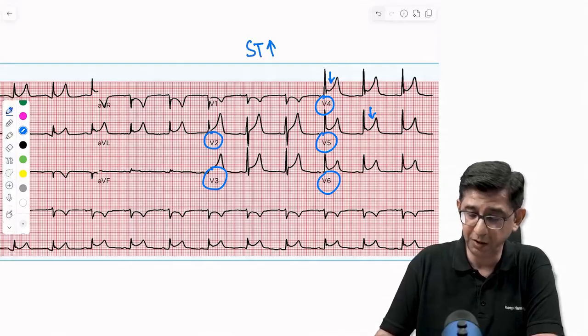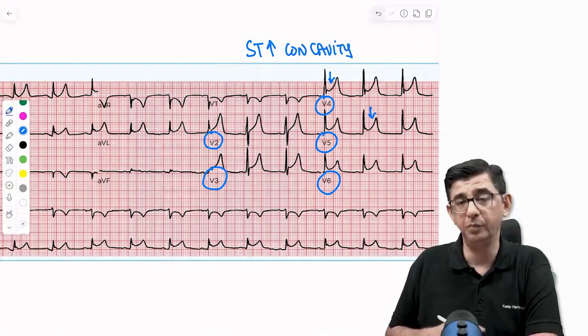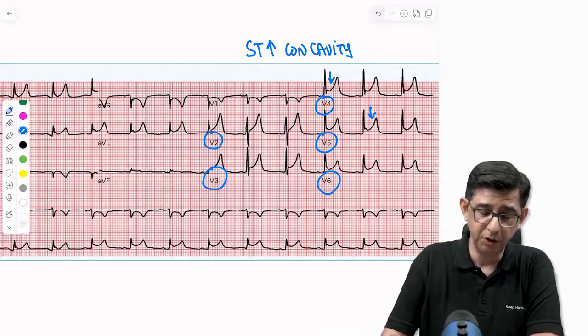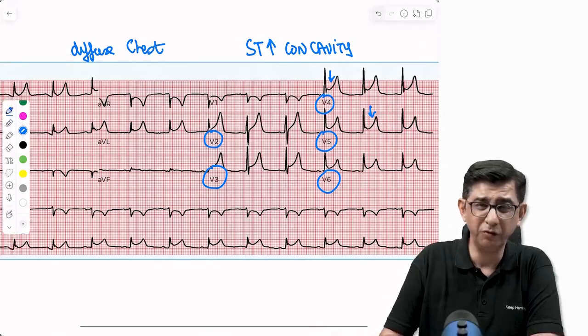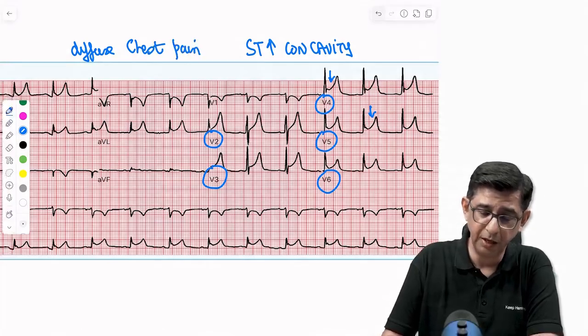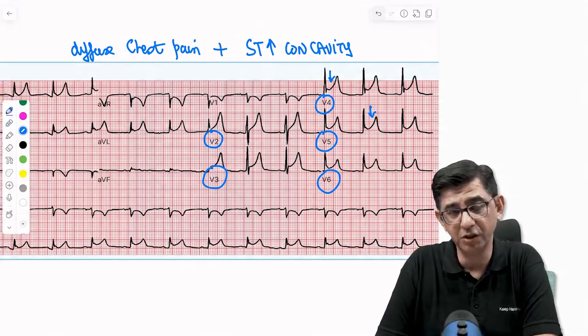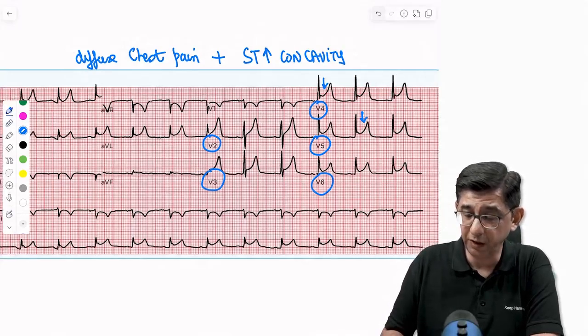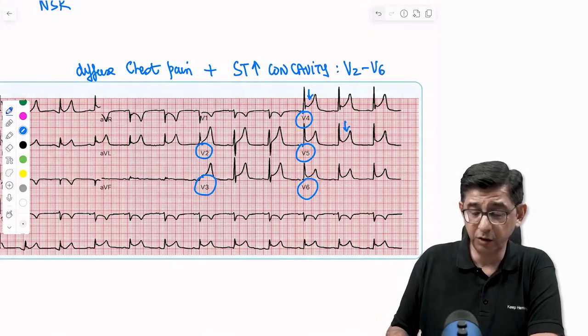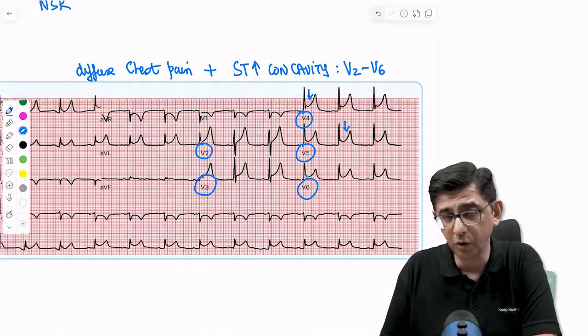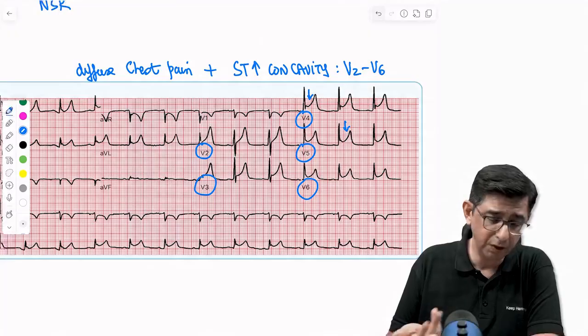So if there is a chest pain described, and this was in the FMG exam, very shockingly, ST elevation was present in multiple leads. The question mentioned a patient having diffuse chest pain. Some past history of cough and cold was also given in the patient. Then he said that the person is having diffuse chest pain, ST elevation is showing a concavity, and the findings were present from V2 to V6. If the past history of cough and cold was given, it becomes all the more important. Even if it is not given, it will do.